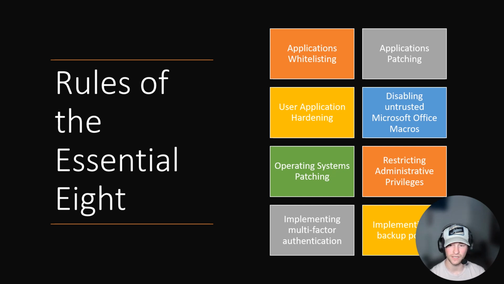Disabling untrusted Microsoft Office macros, so making sure that only verified, trusted macros with limitations, or those that have been signed off by a trusted authority, are the only ones being allowed. Operating systems patching, which assists in keeping systems, machines, and network devices up to date. Restricting administrative privileges and rights, which protects the admin account and revalidates the need for rights and privileges frequently.